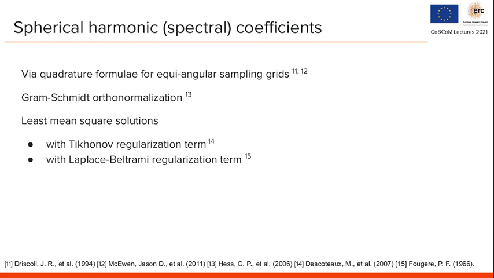Each equiangular sampling theorem has associated quadrature weights for computation of spherical harmonic coefficients. Other approaches which can be used with arbitrary sampling grids include the Gram-Schmidt orthonormalization process and least mean square solutions without or with regularization terms, such as Tikhonov and Laplace-Beltrami terms, the latter being well suited to spherical harmonics.